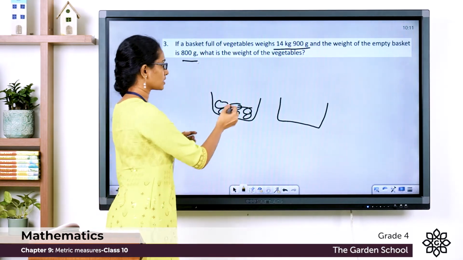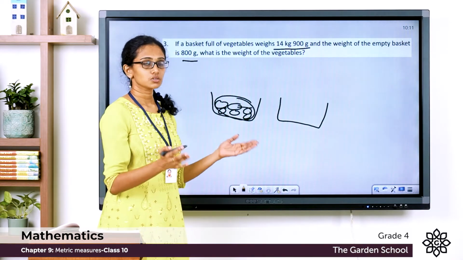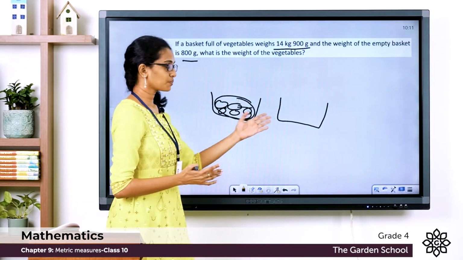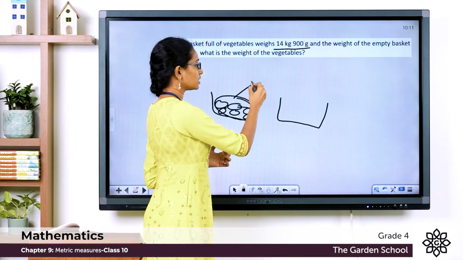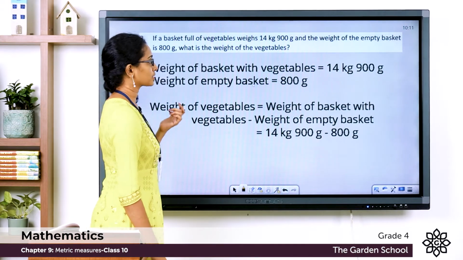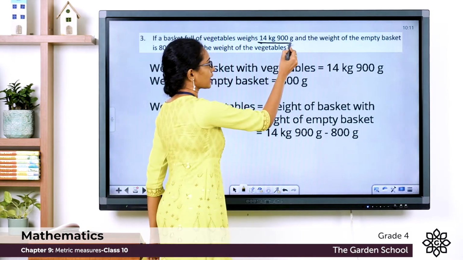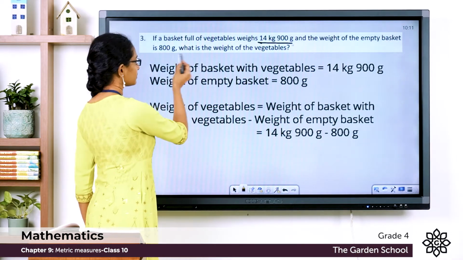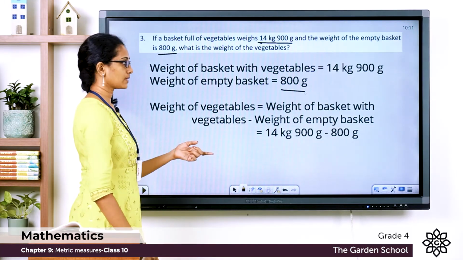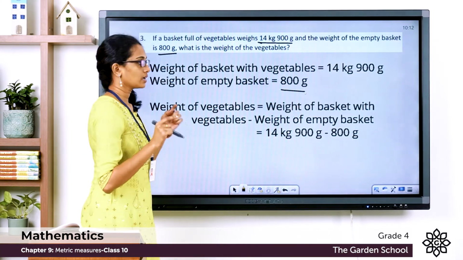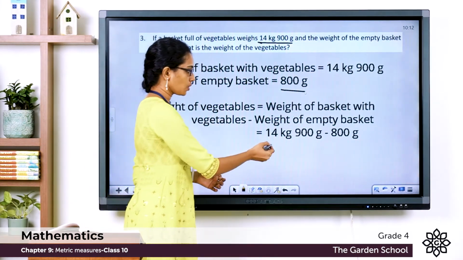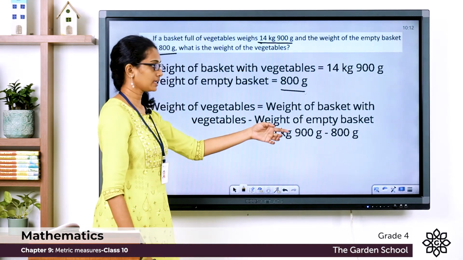Now how do we find out what is the weight of these vegetables inside the basket? So we know the whole weight, the total weight, and we know the weight of the empty basket. So if we subtract these two measurements, we'll get the weight of the vegetables, right? So let's write this down from the data given in the question. Weight of the basket with vegetables is equal to 14 kilogram 900 gram. And weight of the empty basket is equal to 800 gram. Now the weight of the vegetables will be equal to weight of the basket with vegetables minus weight of the empty basket. So substituting the measurements, here we have 14 kilogram 900 gram minus 800 gram.